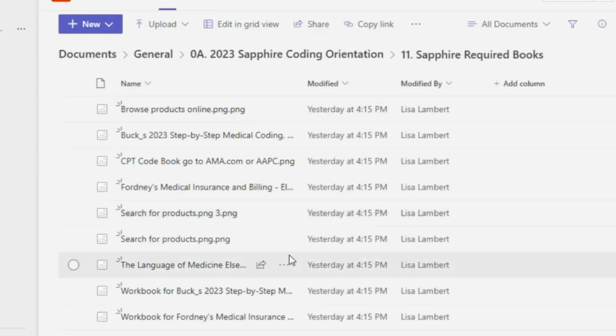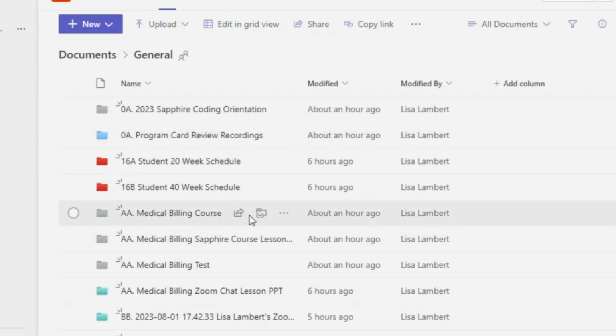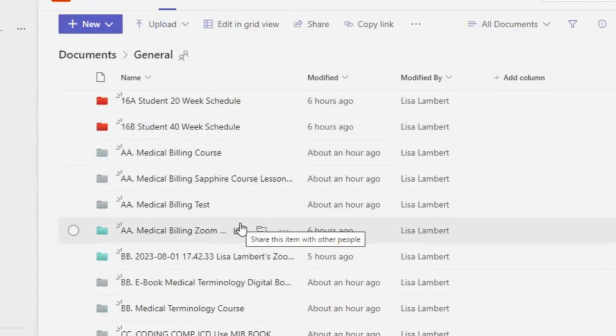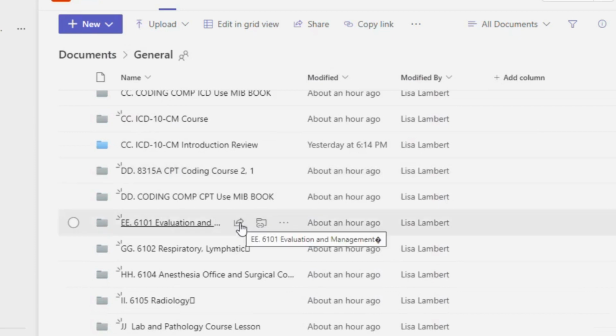And Linda Smith is excellent. She is a master in medical billing. I'm telling you. Okay, so I'm just kind of going down the line. When you get here, this is when you need your CPC book.